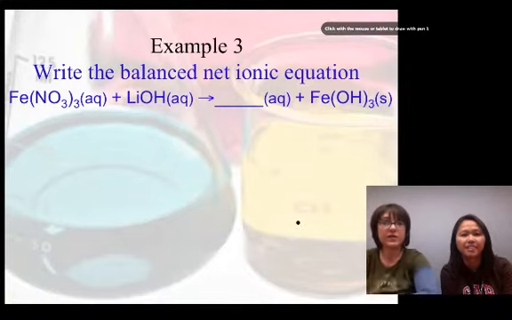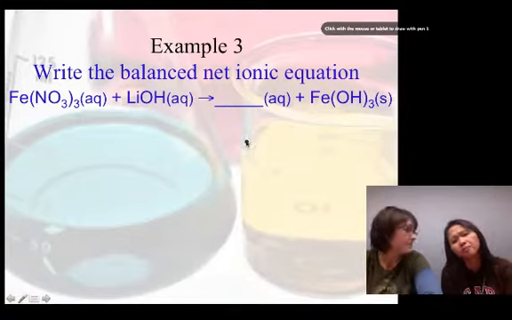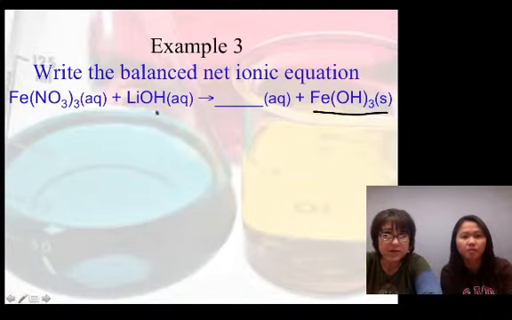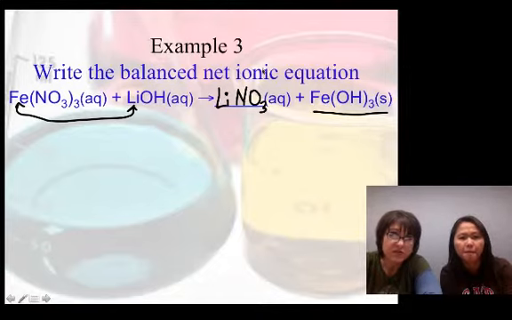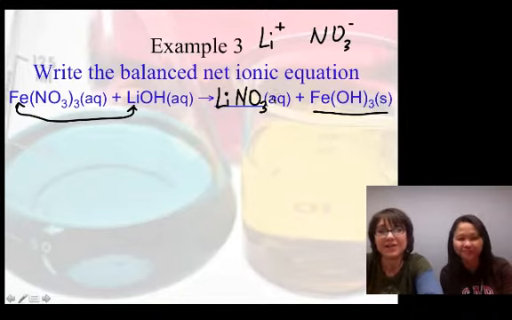All right, we're on to example 3 now. Oh, but we have to do extra work. We need to predict what the spectator is, because we have iron hydroxide identified. What is left? If lithium and iron trade partners, then we get iron hydroxide and lithium nitrate. Okay, let's check our charges. Lithium is +1. Nitrate is -1. So that one was easy.